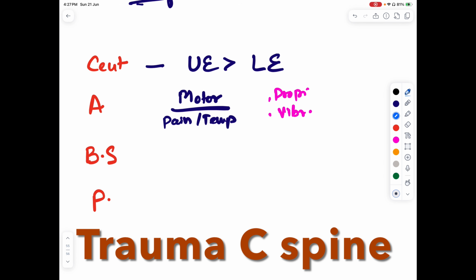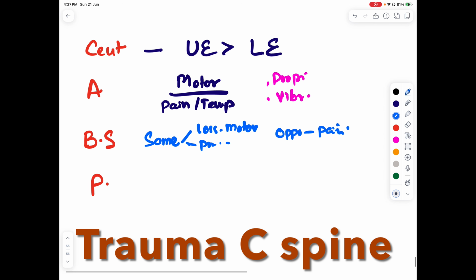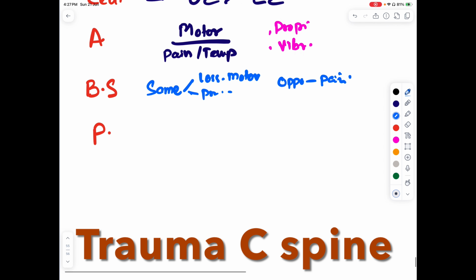And Brown-Séquard: on the same side, ipsilateral motor loss and loss of proprioception and joint sense, and on the opposite side, loss of pain and temperature. Posterior is very rare, where proprioception will be lost.